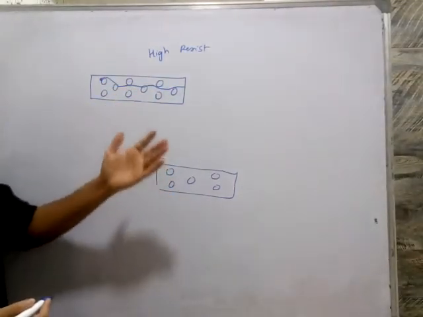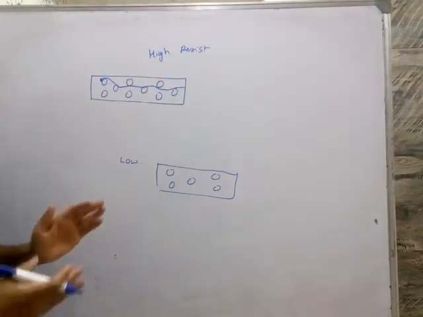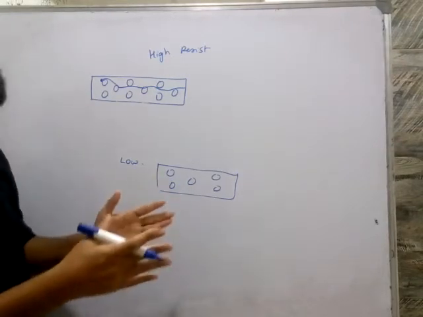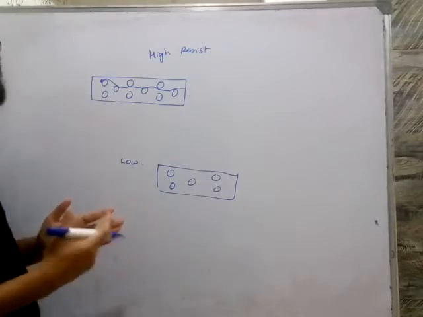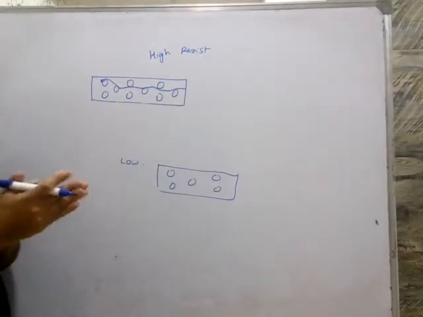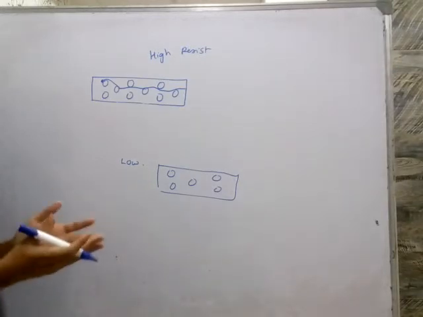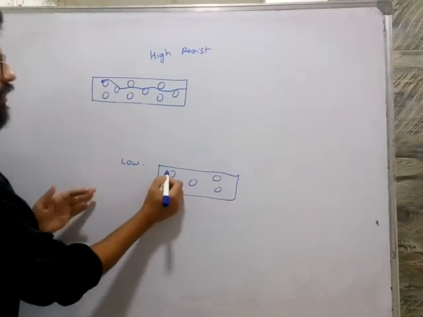High resistance is as good as traffic. While crossing the road, if there is too much traffic, too many vehicles, we will take much more time to reach our destination. But if there is less traffic, we will take less time to reach our destination. Similarly, this is for low resistance.